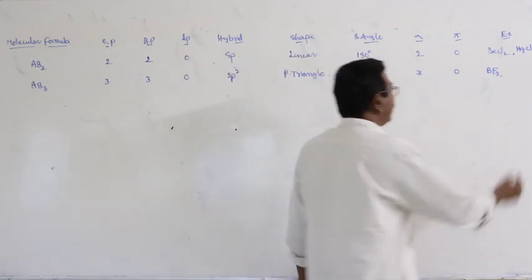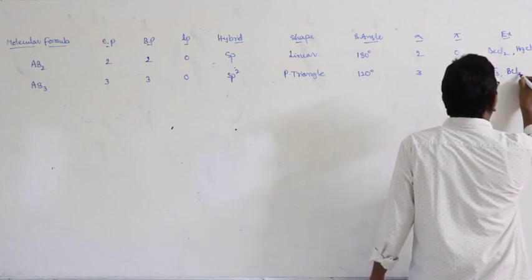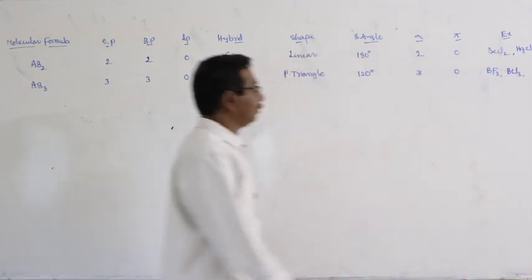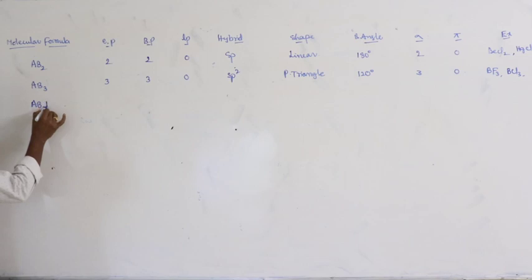BF3, BCl3, AlCl3, whatever it may be. Okay. Next, with the same number of electron pairs, we can change the molecular formula. AB2 means central atom, 2 bonded atoms. In place of the third bonded atom, we can put capital E, electron pair. Electron pair means lone pair.